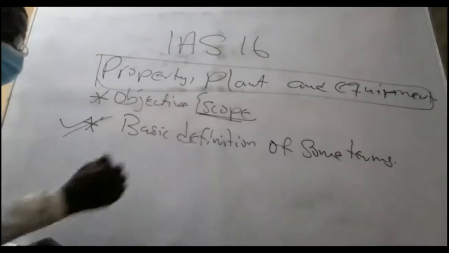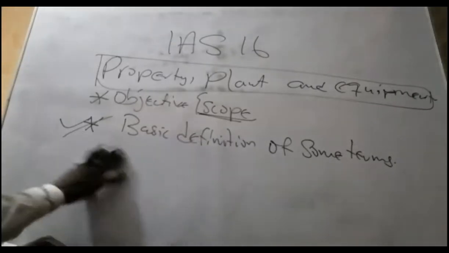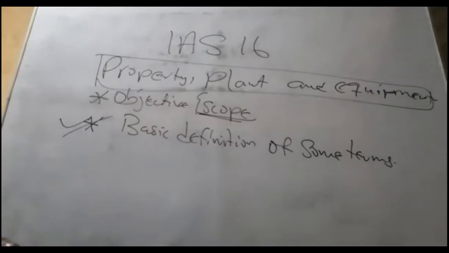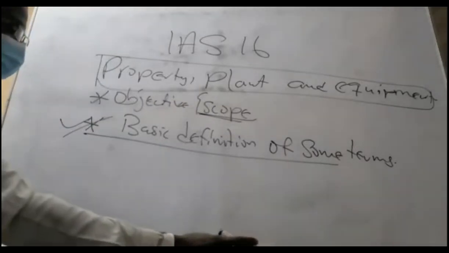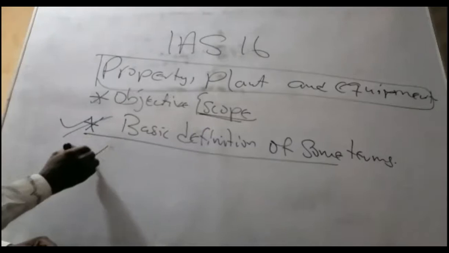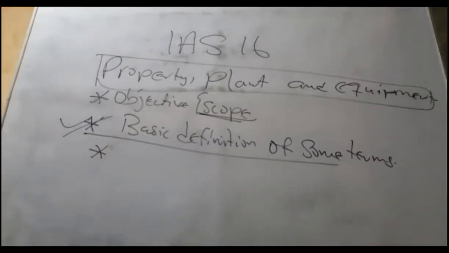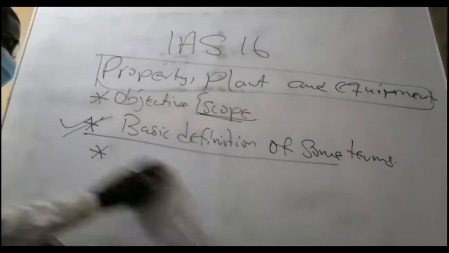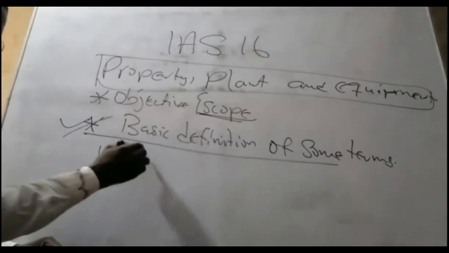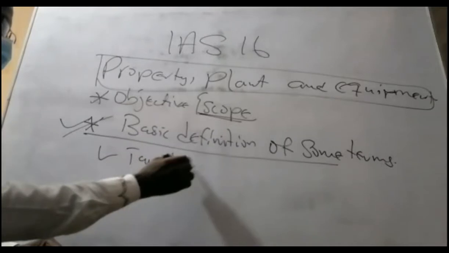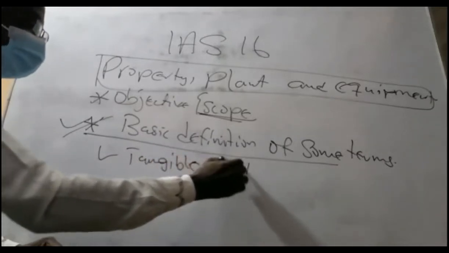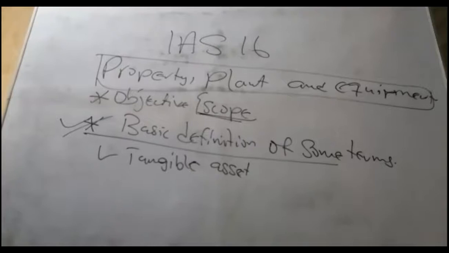So define property, plant, and equipment. Let's see the definition. It's very long. I'll break it into two. One, they are tangible assets. So PPEs are what? First, they are what? Tangible assets. So PPEs are not intangible. They do have a physical character.